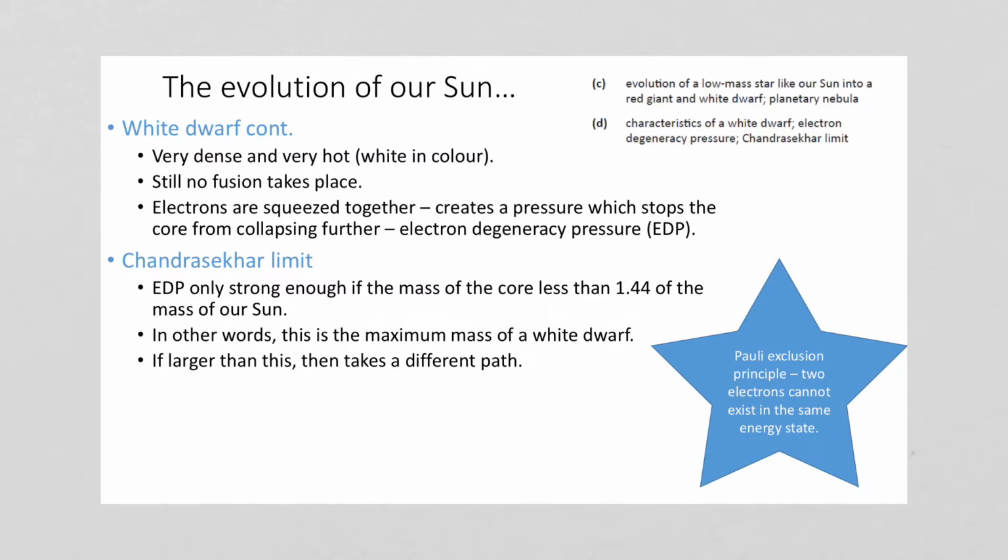And Chandrasekhar came up with a limit, and he said that the electron degeneracy pressure is only strong enough if the mass of the core is less than 1.44 of the mass of our Sun. And then that becomes the maximum mass of a white dwarf. And if it's larger than this, it takes a different path.